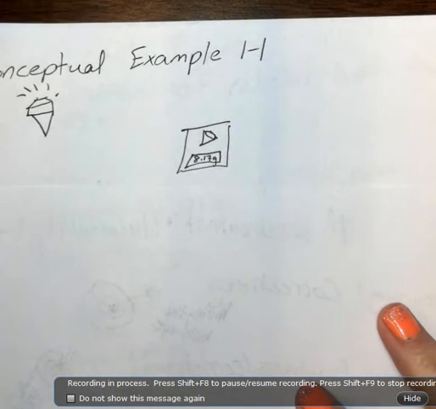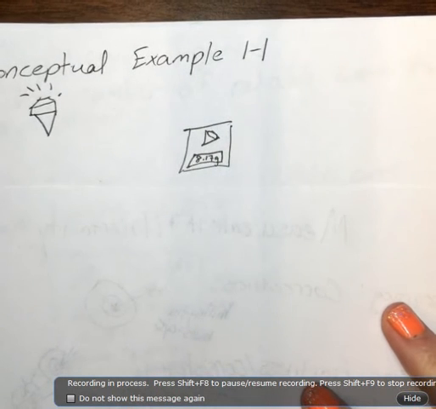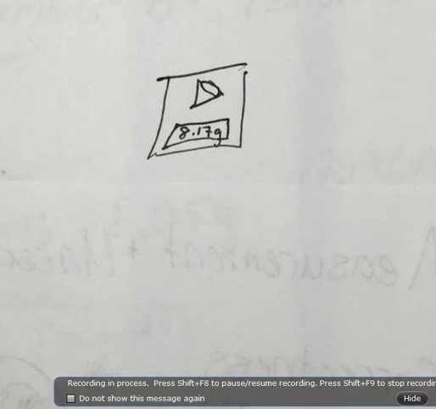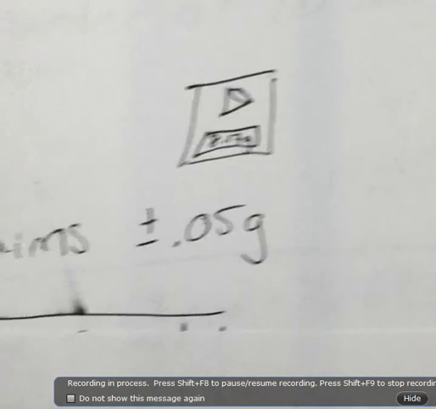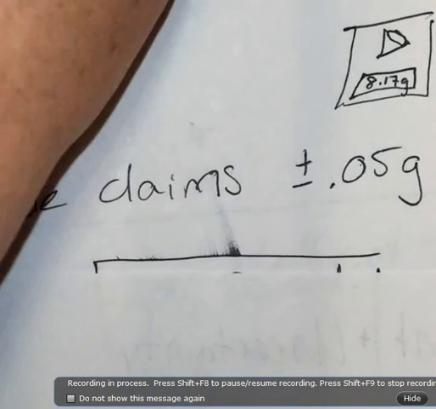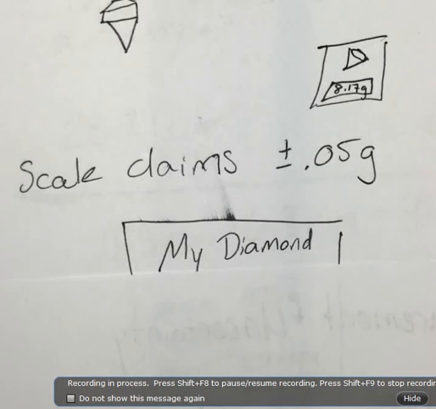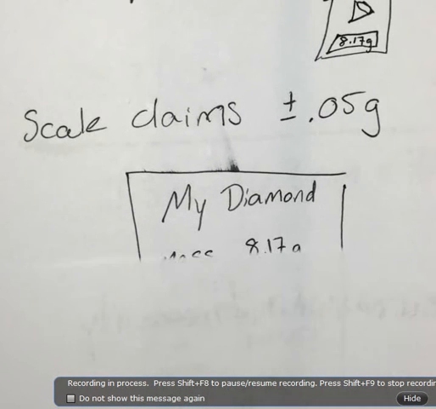You're going to take your diamond and put it on a balance. All right, and let's take a look. So this is your diamond on a balance, and you put your diamond on the measuring tool, and you get a mass of 8.17 grams. And so you go ahead and record it in some official document. All right, your official document is your My Diamond document. You write that the mass is 8.17 grams.